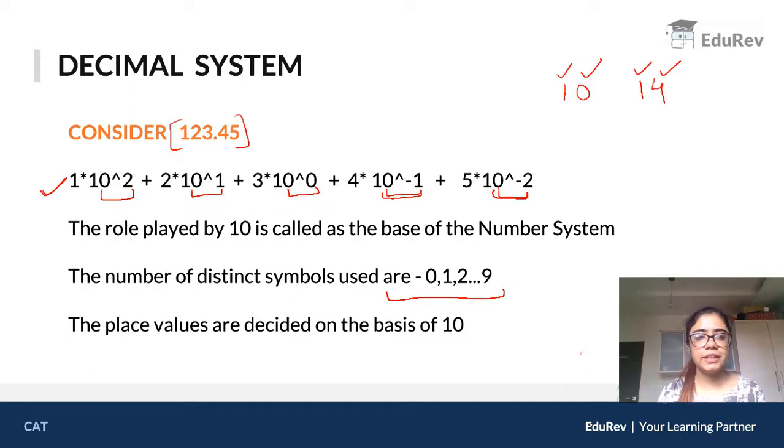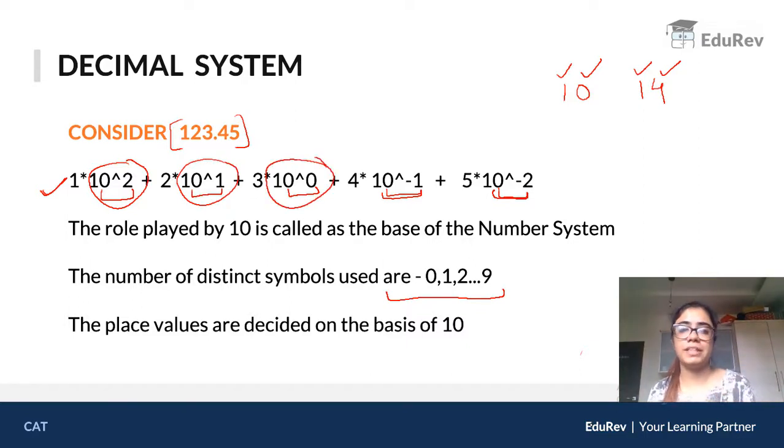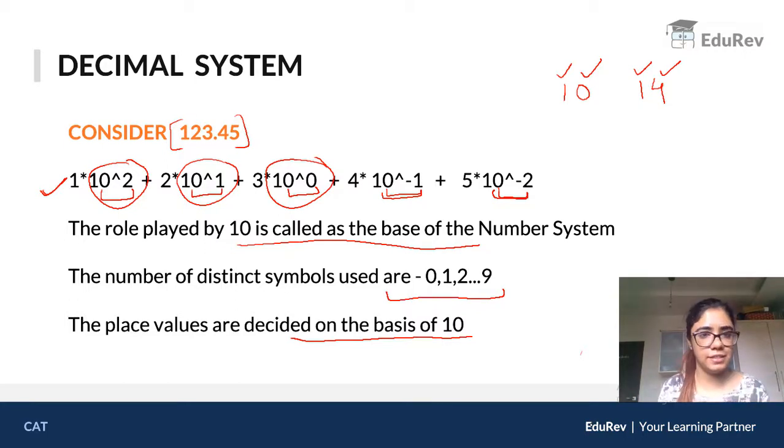Now, if you realize, we are trying to define the number by giving it the place values, and the place values are given on the basis of 10. So this is 10 square, this is 10 raised to 1, so this is 10 raised to 0. So this is the work of your base. It gives a place value to each of the digits. So like I told you, the place values are decided on the basis of 10. And the role played by 10 is called as the base of the number system. 10 is the base in this system.